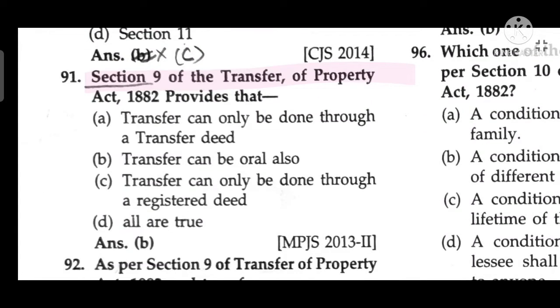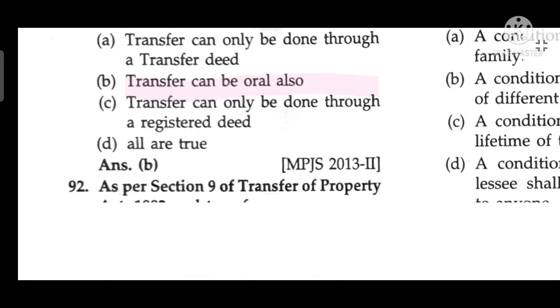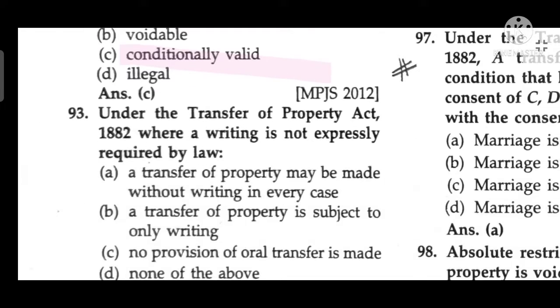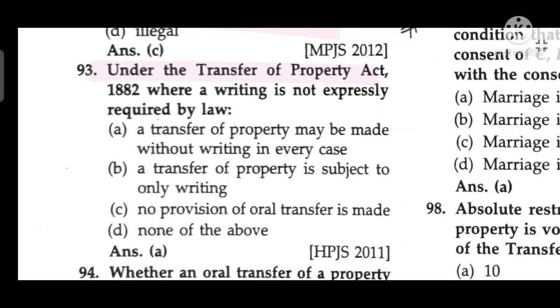Section 9 of Transfer of Property Act provided transfer can be oral also. Section 9 of Transfer of Property Act, oral transfers are conditionally valid. Under the Transfer of Property Act 1882, a writing is not expressly required by law. A transfer of property may be made without writing in every case.